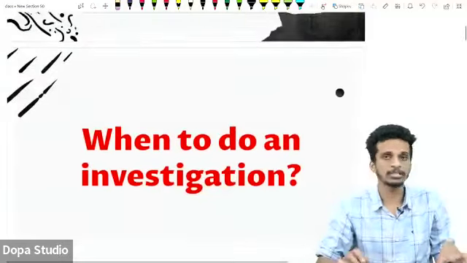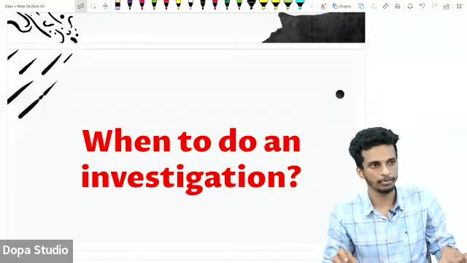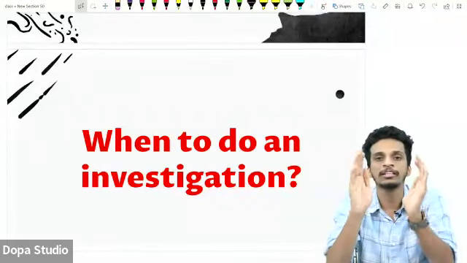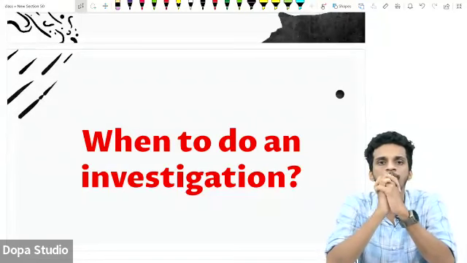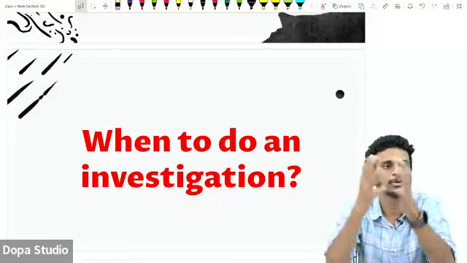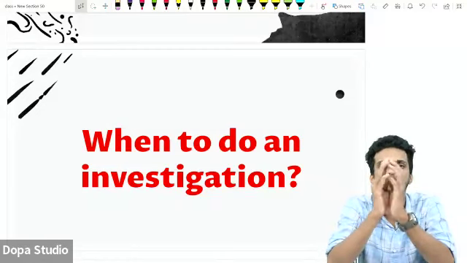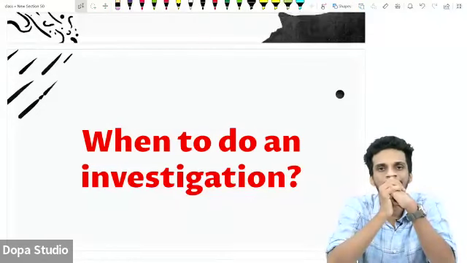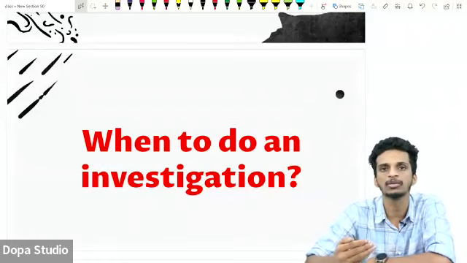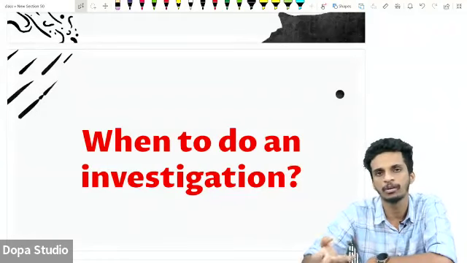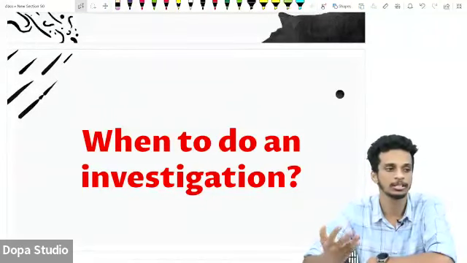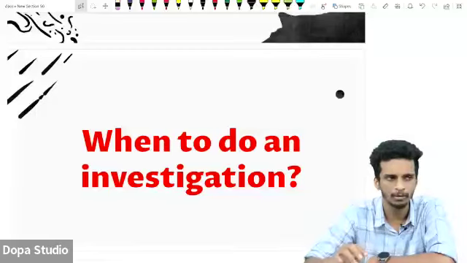The first and most important point when we discuss basic lab investigation is to take the decision of when you need to do an investigation. That's the most important part. A majority of people don't know when they need to do an investigation. So throughout the session, we'll discuss what clinical symptoms are suggestive of which investigations, and all that we will discuss in the coming 1 hour.